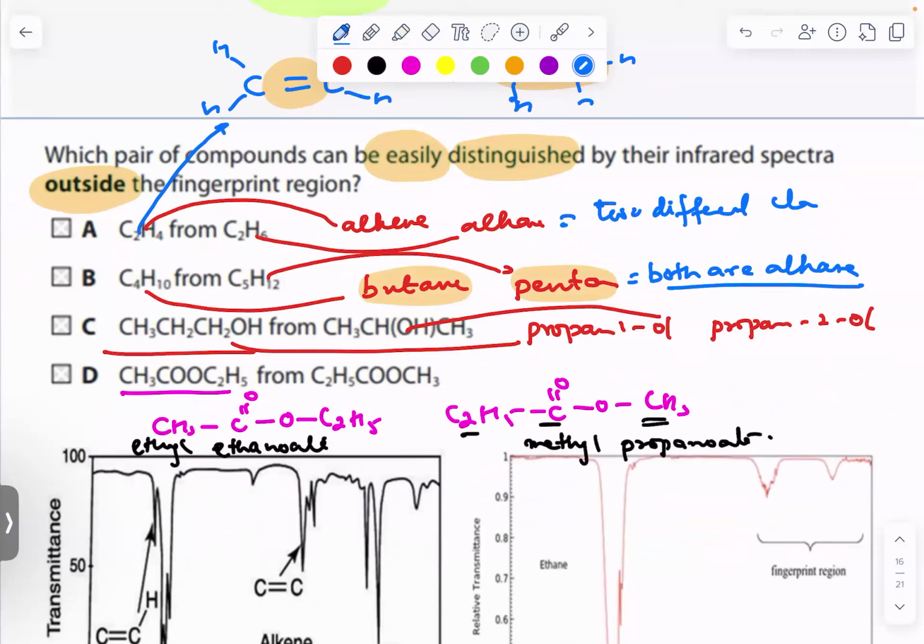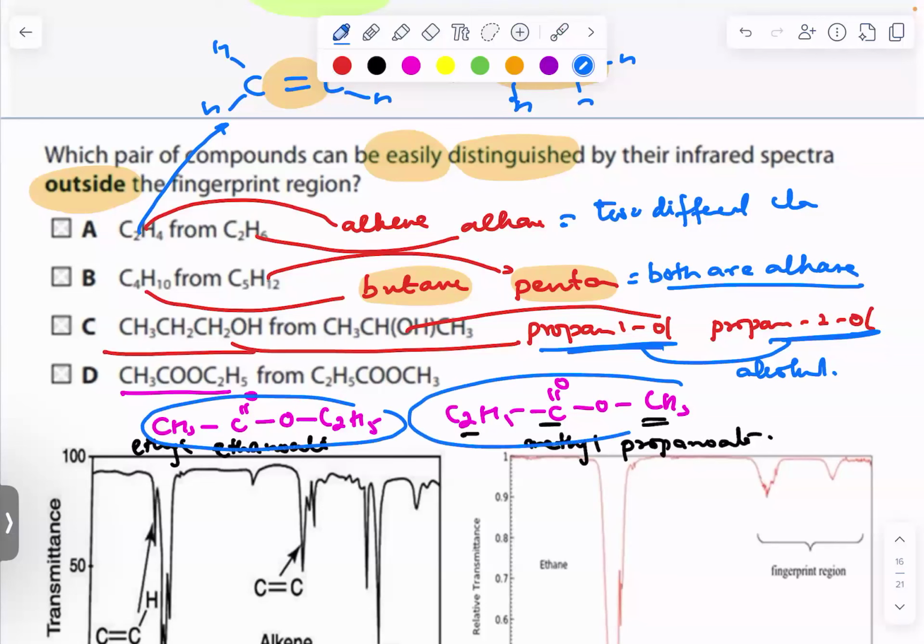Yeah. Now comes option C. Propan-1-ol and propan-2-ol. Both are alcohol. Don't you think they are going to give a very close IR spectrum because both of them are alcohols? And the last option. Both of them are going to give a very close IR because they both are esters.